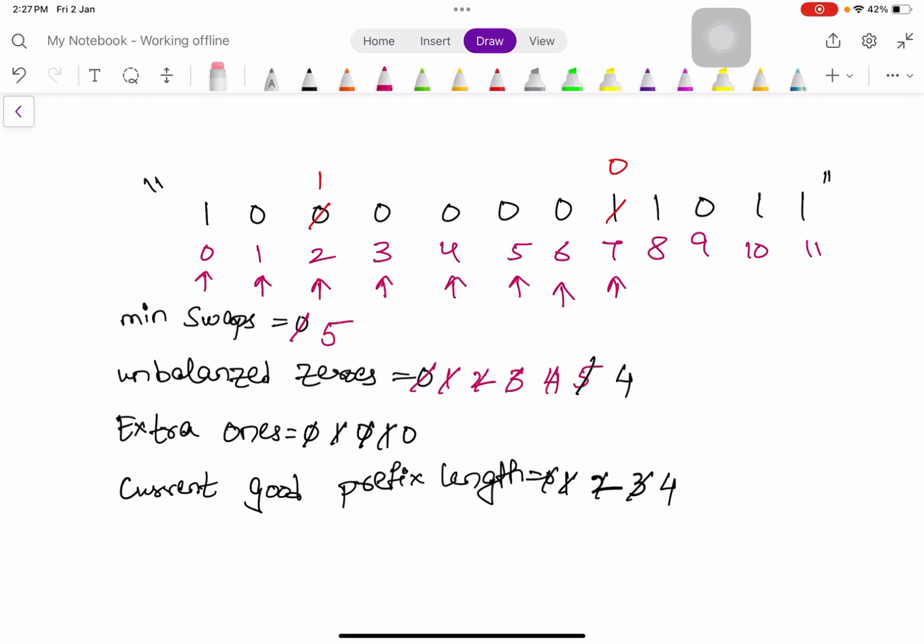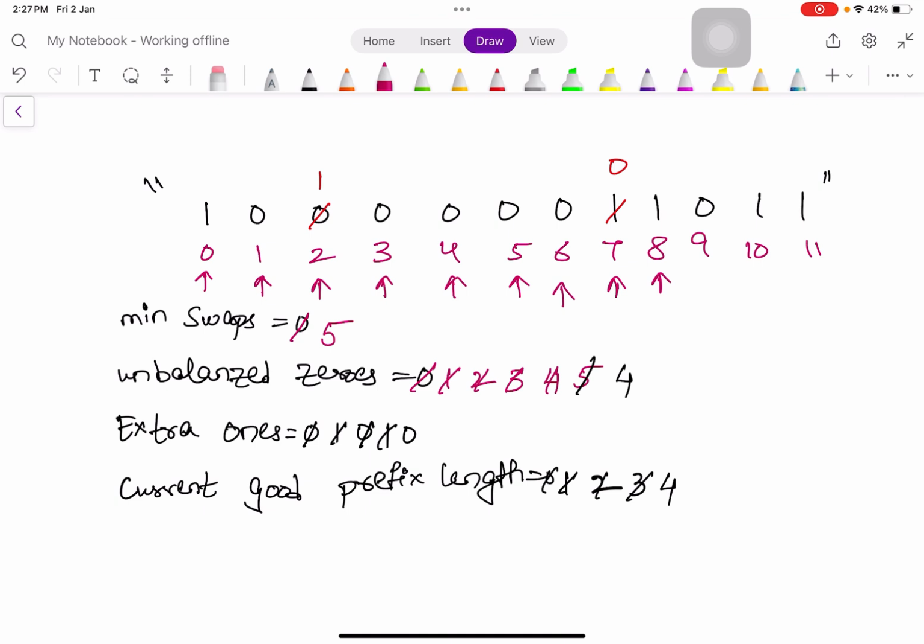Why 4? Because of the first 4 elements: 1 0 1 0. Okay. Moving forward, the next element in our sequence is at index 8. At index 8 we have a 1. The moment we get a 1, we check: do we have unbalanced zeros or not? Of course, we have unbalanced zeros.